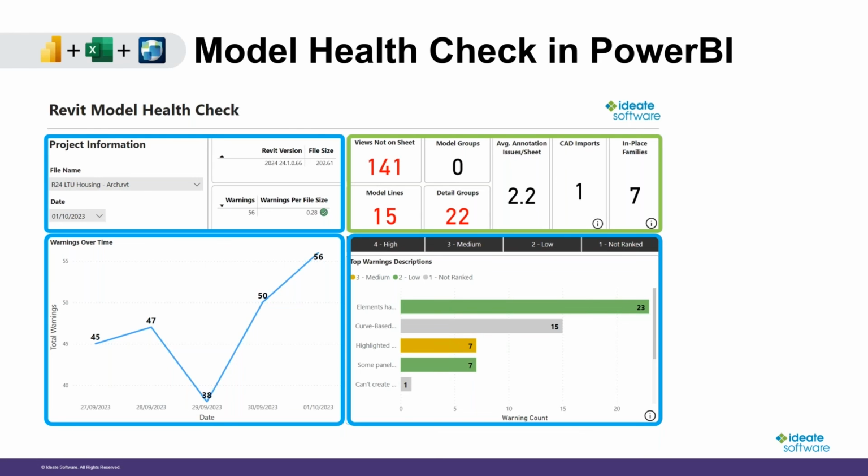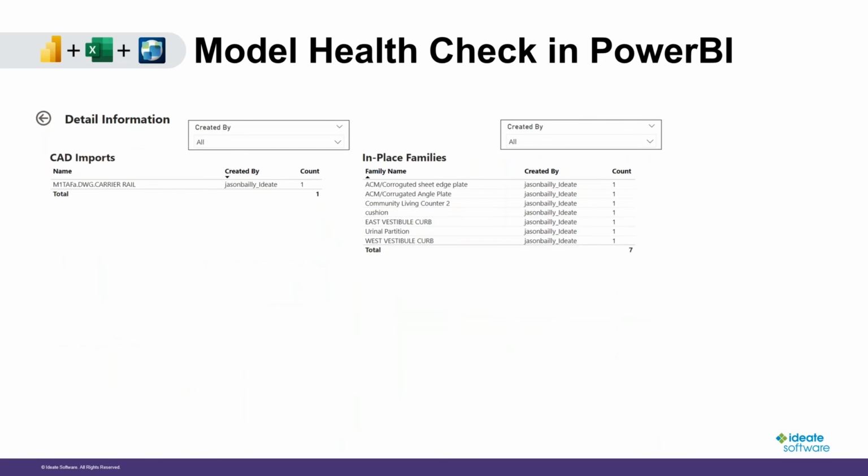This information here is coming in from BIMlink, such as views not on a sheet, model lines, model groups, detail groups, CAD imports, and in-place families, as well as your sheets. As you can see here, this is an average annotation issues per sheet. This is the annotation clashes and those annotation issues that we saw. It's just a metric to say annotation issues over the number of sheets that you have, and it gives you a number that you're able to work with.